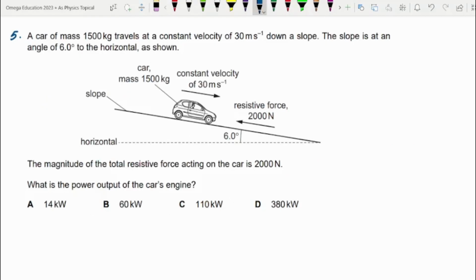Alright everyone, so here we have the next question. The description can be seen from the diagram as well. Let me read the question first. The magnitude of the total resistive force acting on the car is 2000, once again given in the diagram. What is the power output of the car engine?